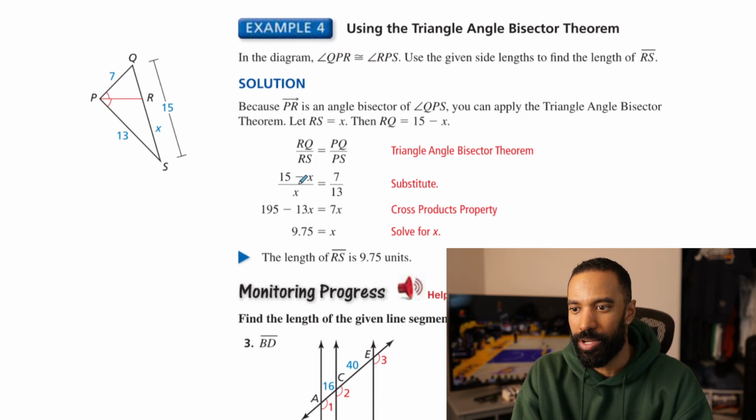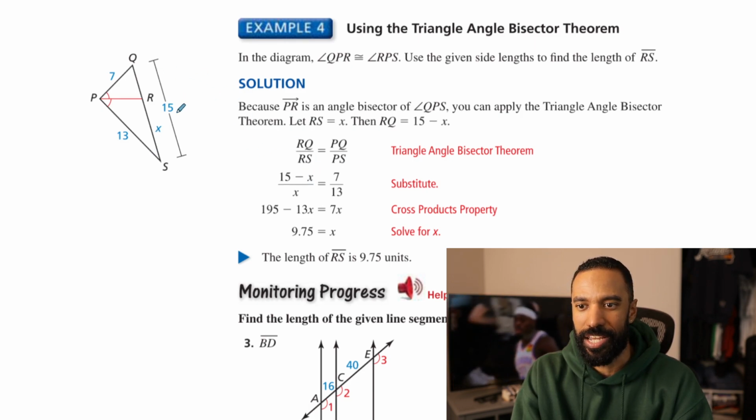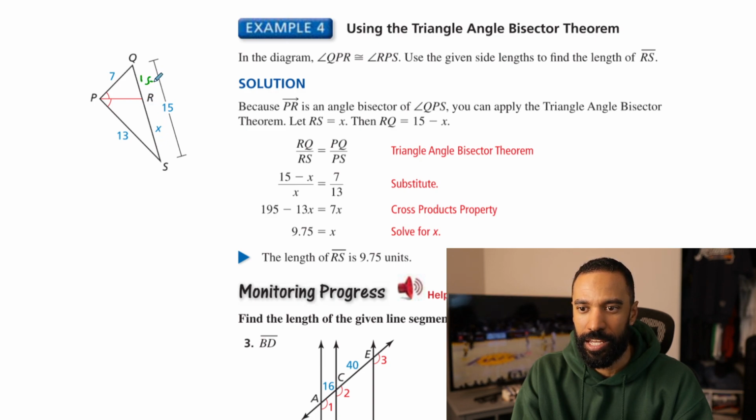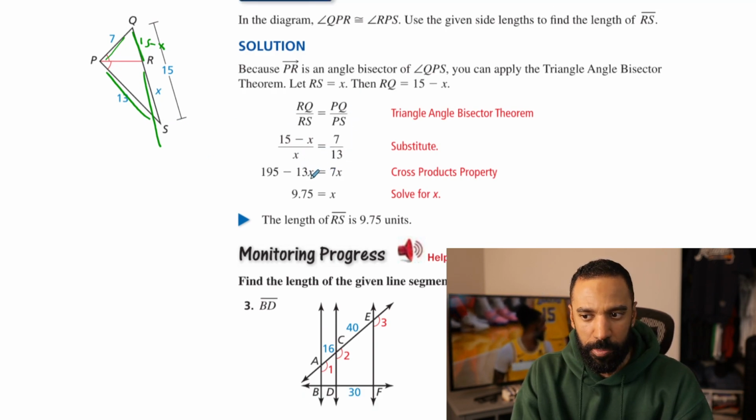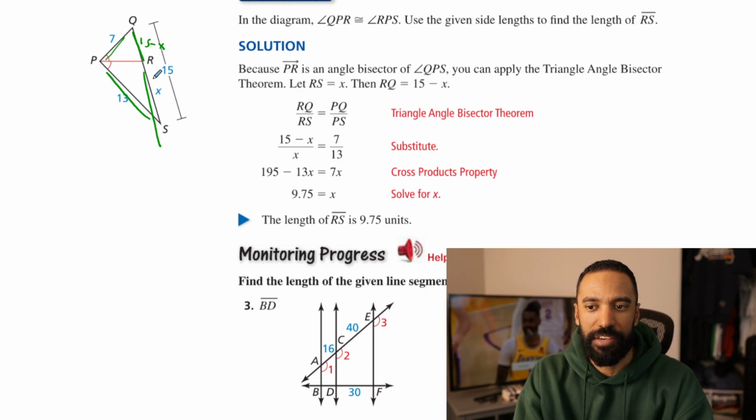Oh, even more so, they're going to use it in the subtraction. The entire length is 15, so if this is X, then this guy here is 15 minus X, which they're going to work out. This over this equals this over that. 15 minus X over X equals 7 over 13. And then you cross multiply and solve. You're going to get an X value of 9.75, which is RS's length.